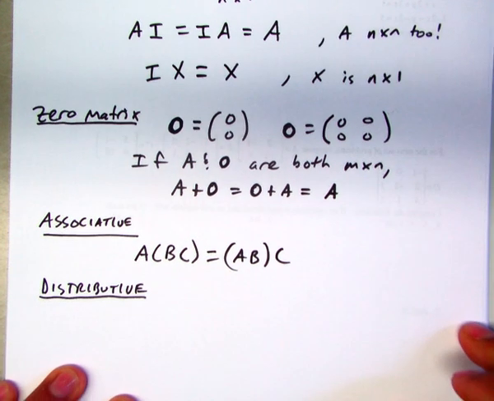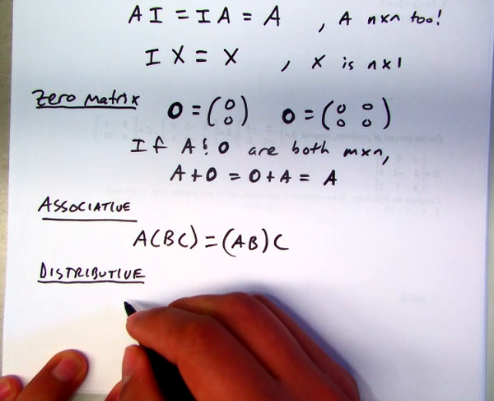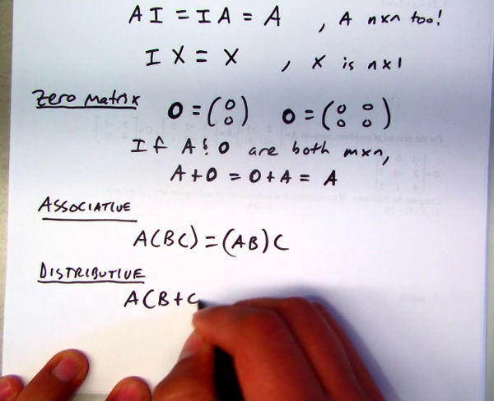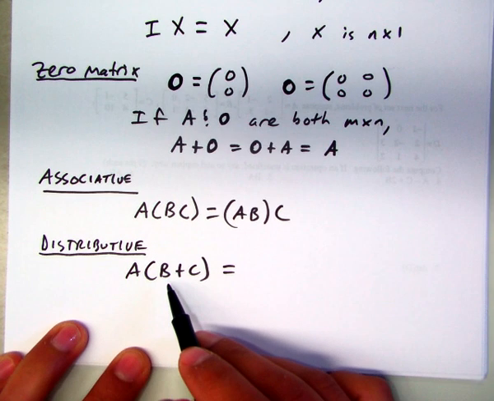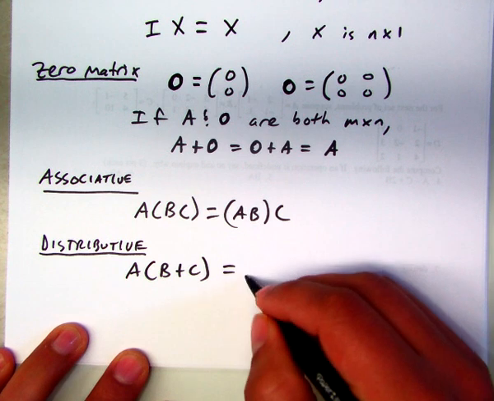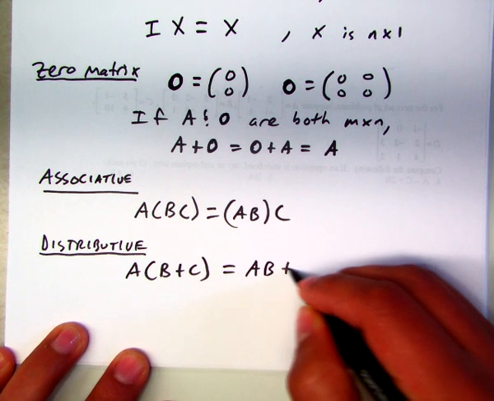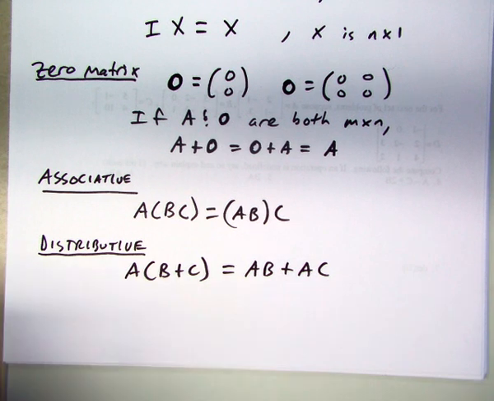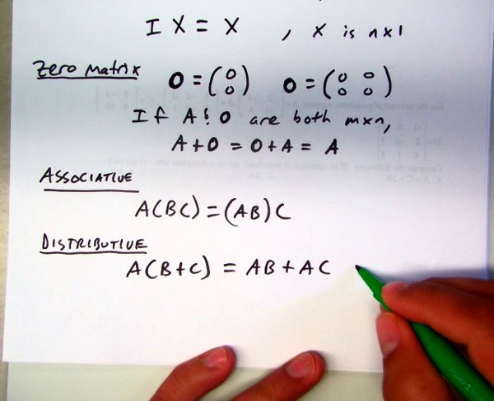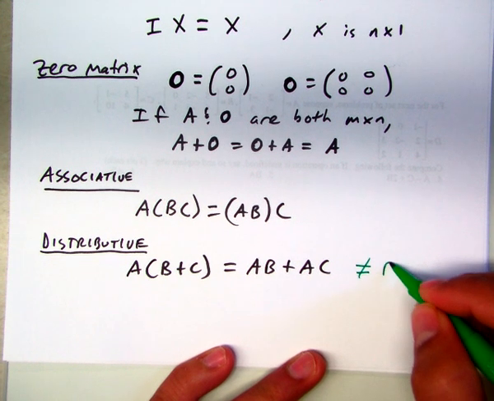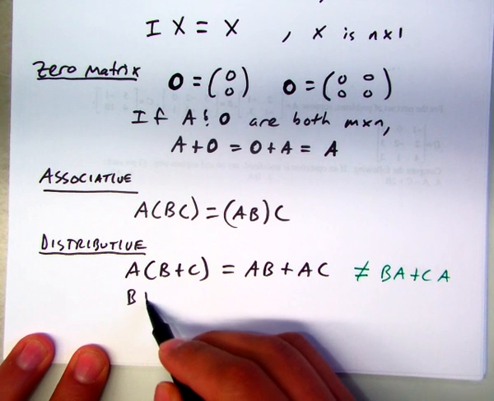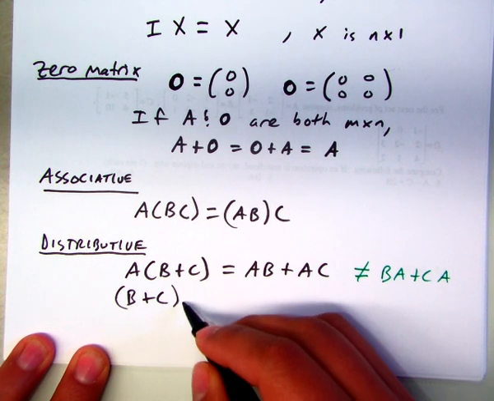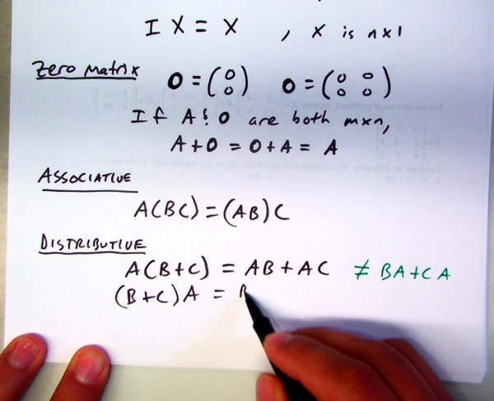The distributive property with matrices looks something like this. If we have A times the sum of matrix B with C, that is the same as A times B plus A times C. However, this is not necessarily equal to BA plus CA. Might be, but not necessarily. Which is why this is also an important property. If we have B plus C and then times A, then this has to be exactly BA plus CA.